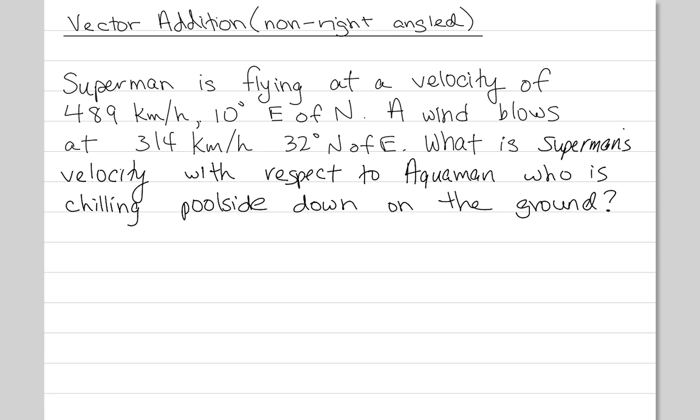Okay, so we're going to do an example of vector addition where the two velocities given are not at right angles to each other. So what do you do? What we're going to do is vector sums, but we have to break them down into the components. We're going to draw each vector, resolve it into components, and then sum up all the x, and sum up all the y, and that will give us the new vector.